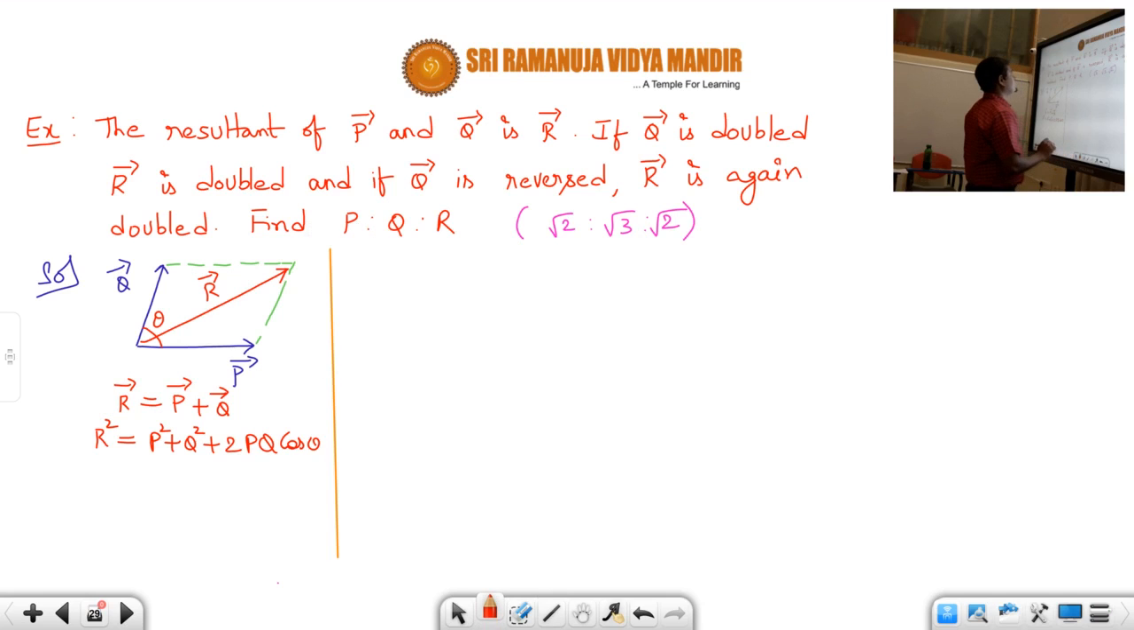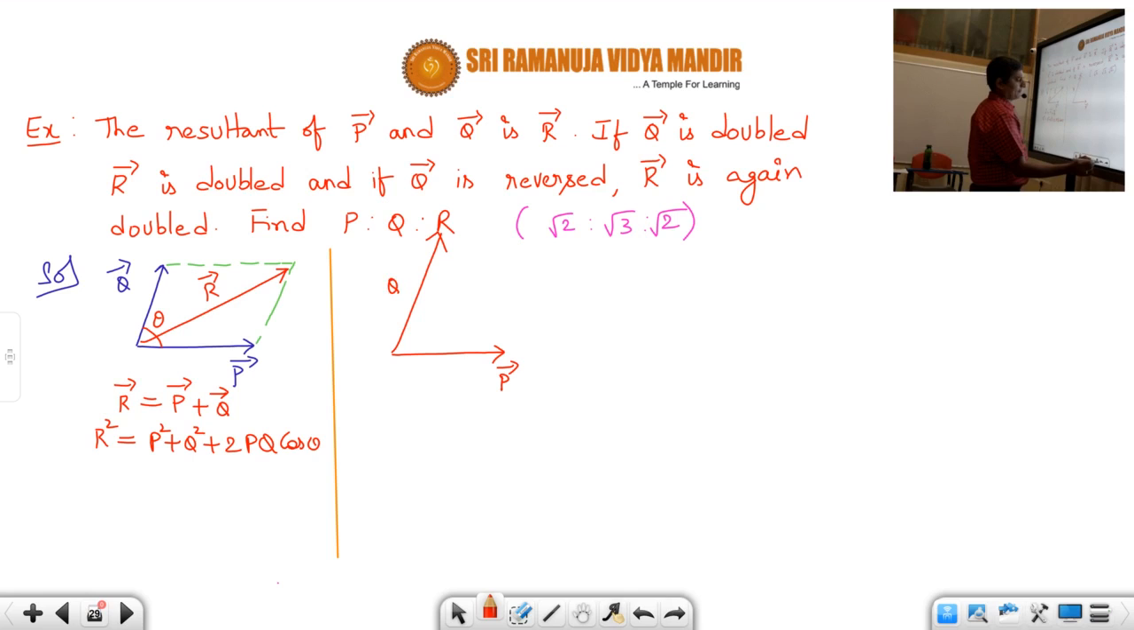Now let us see the second one. If Q is doubled, that means this vector Q is doubled, students. They did not mention the P vector, students. So therefore let us say P vector is like this. Now Q is doubled. Q is now 2 times Q. And if Q is doubled, R is also doubled, students.